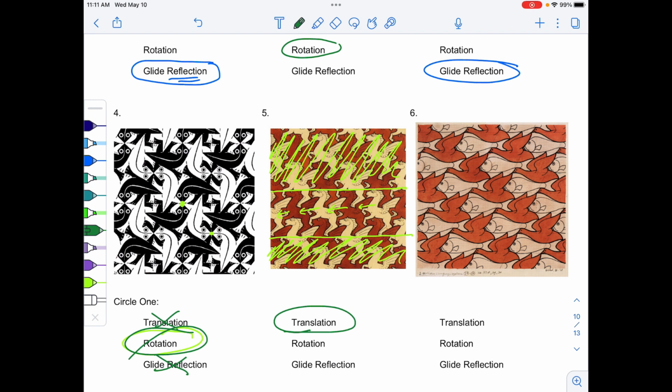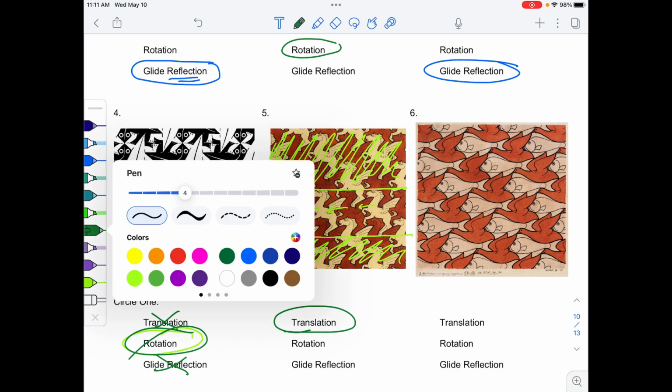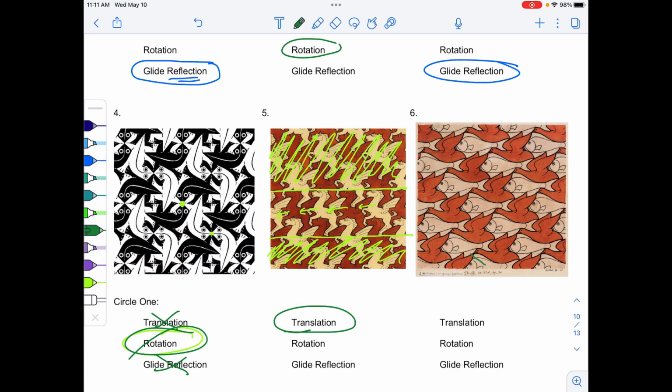Okay, this next one's a little bit tricky, but what I want you to try to do is just focus on the fish. If you just focus on the fish, you can see that each fish translates diagonally. You can go diagonally up or diagonally down, it doesn't really matter. All of the fish are facing the same way, so it's not a rotation, right? It's either a translation or a glide reflection. Well, the fish aren't flipped upside down. Let's check out the geese. Okay, or birds or ducks or whatever they are.